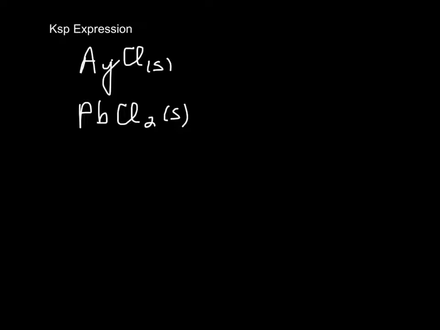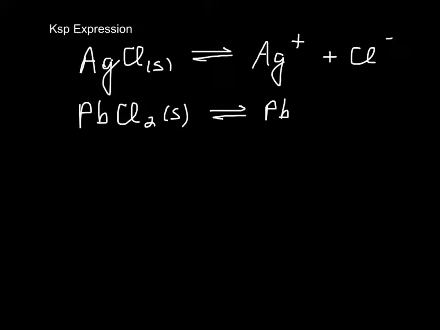So I might write this as silver chloride breaks into silver ion and chloride ion. Now I have mostly silver chloride, but I have a little tiny bit of those ions floating around. Okay, I might write this as lead 2 chloride breaks into lead 2 ion and 2 chlorides. Again, I don't have very much of these ions. I have mostly lead 2 chloride.